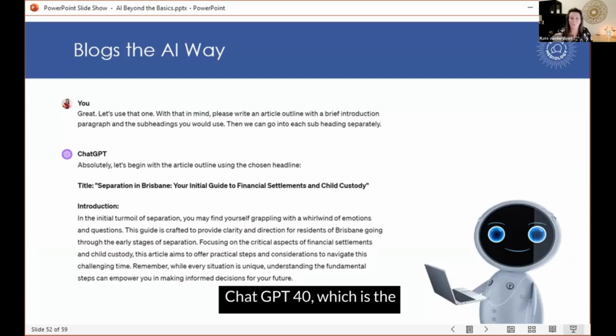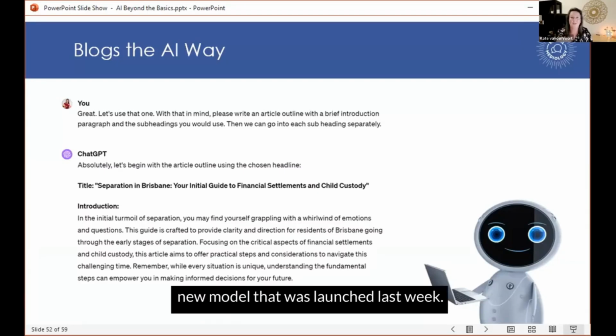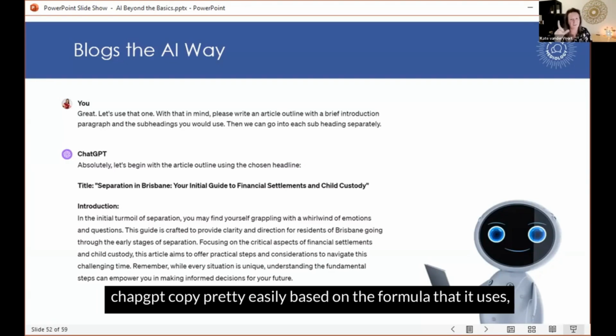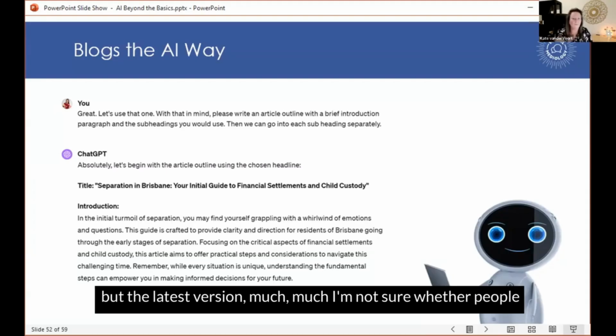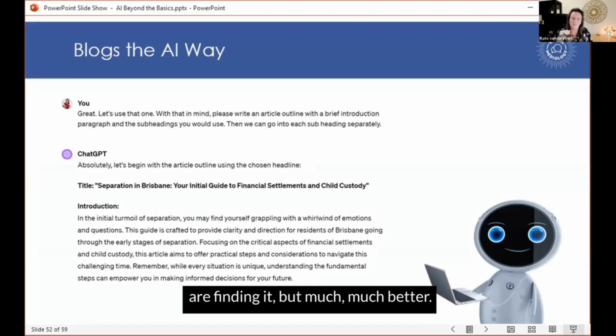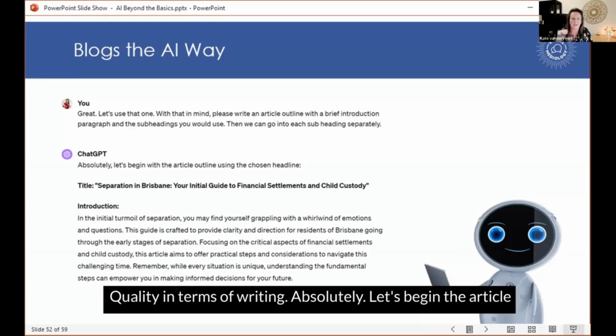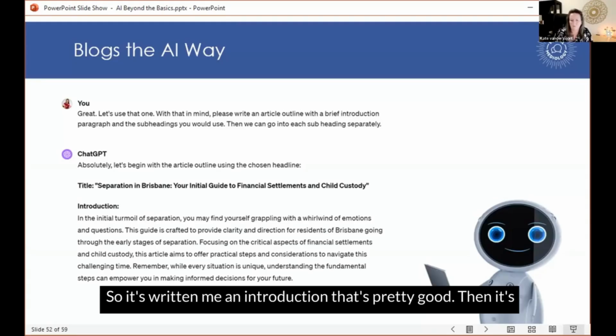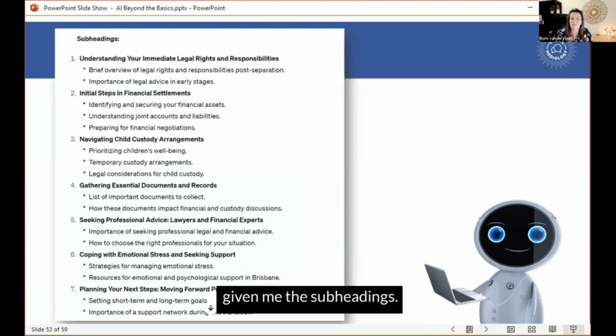ChatGPT 4.0, which is the new model that was launched last week, has a much better writing style, much less formulaic. Like I can pick ChatGPT copy pretty easily based on the formula that it uses. But the latest version, I'm not sure if other people are finding it, but much better quality in terms of writing. Absolutely. Let's begin the article with an introduction. So it's written me an introduction that's pretty good. Then it's given me the subheadings.